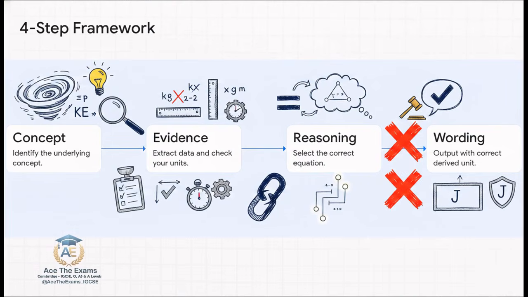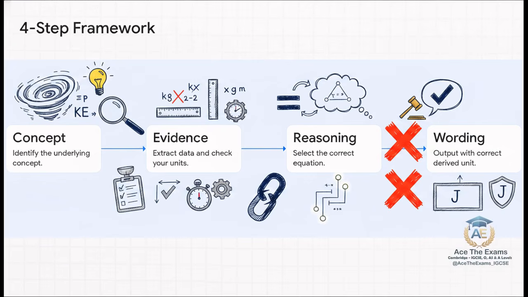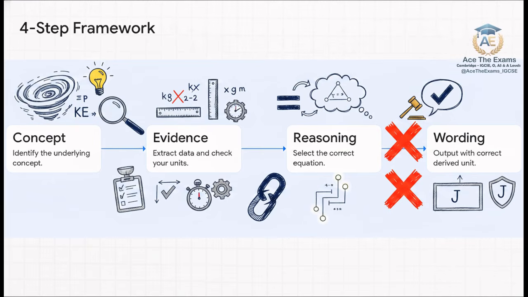To secure those top band marks in Cambridge 0625, you need to attack every calculation and explanation using this four-step framework. First up, identify the underlying concept, say kinetic energy. Second, extract the evidence or data from the question, and listen, this is where you ruthlessly check your units. Third, apply your scientific reasoning by grabbing the correct equation. And finally, output your answer using precise examiner wording and the correct derived unit.